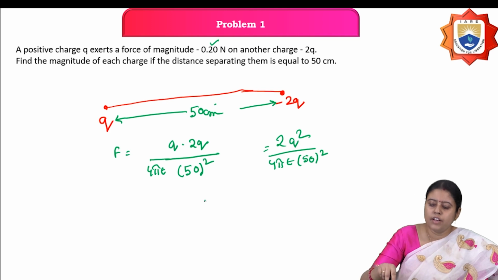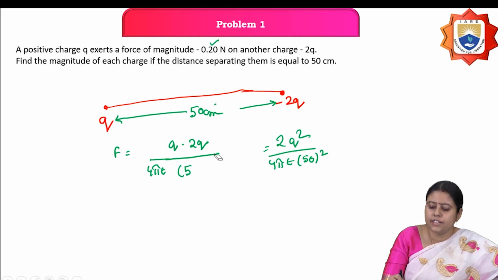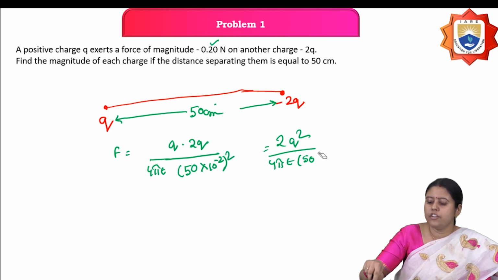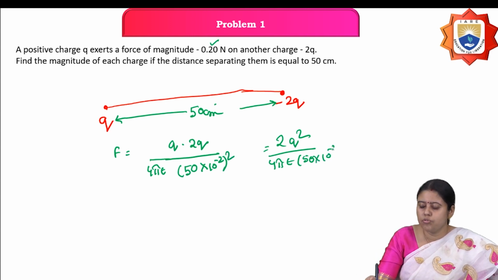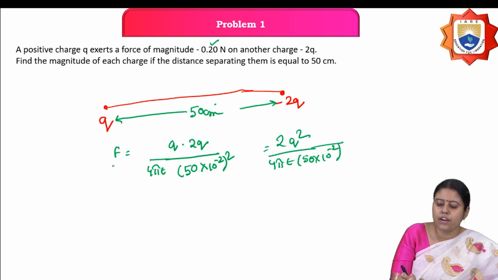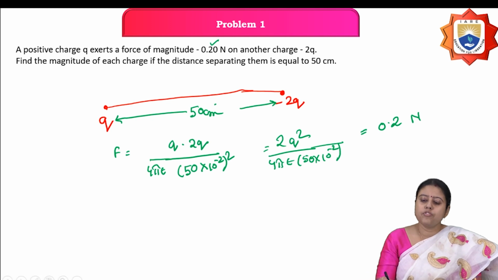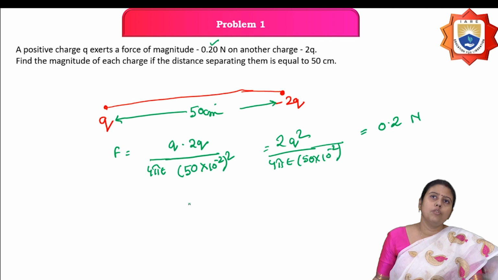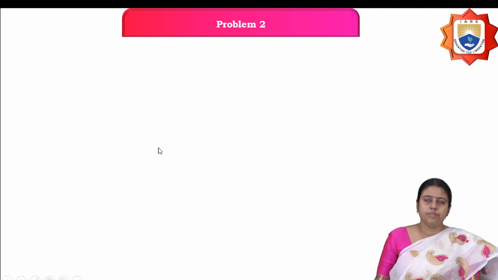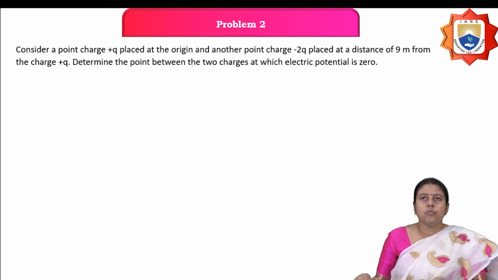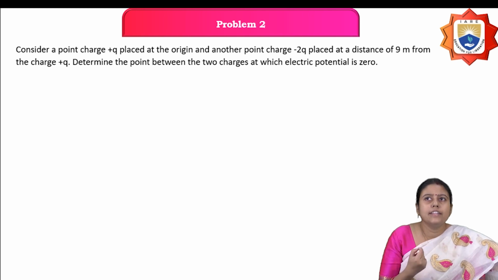Not 50 square, actually 50 centimeter. So we have to change it: 50 into 10 to the power minus 2, squared, is equal to, we will take only the magnitude, 0.2 Newton. So if we solve this equation, we will get the value of Q, and Q will be in the Coulomb unit. Now, the simple problem we will make a little tougher.